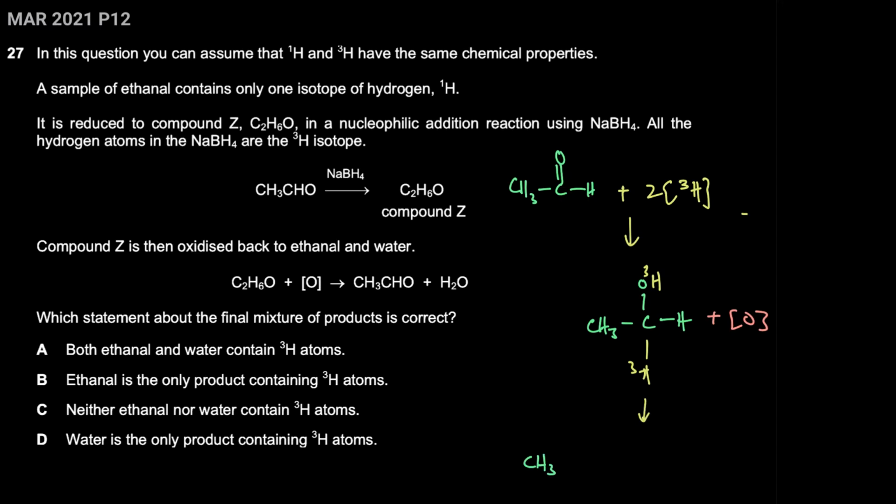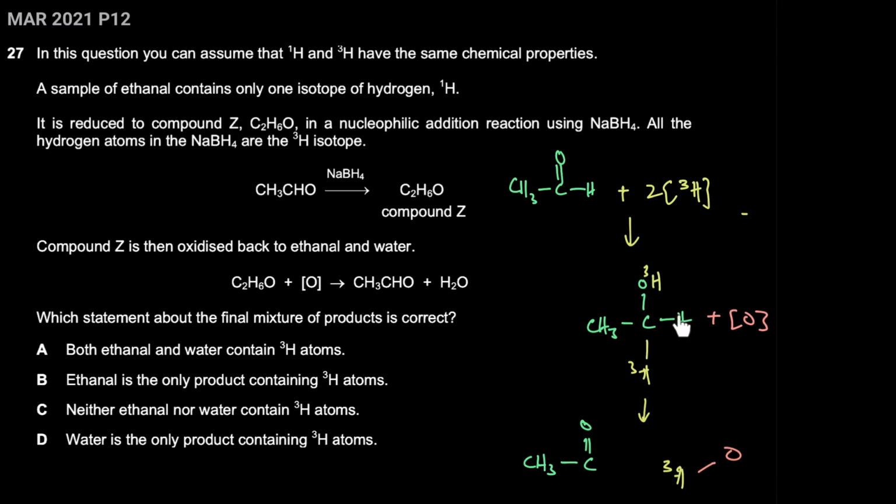So we have CH3, C, double bond O. We're reforming ethanal. And now if you notice, this oxygen atom here, the oxidizing agent, takes away the hydrogen 3 isotope from the OH group. So we know for a fact the water molecule will have at least one of the hydrogen 3 isotopes.